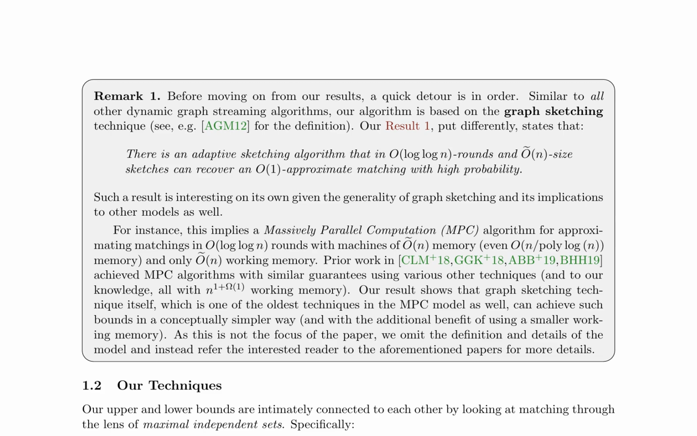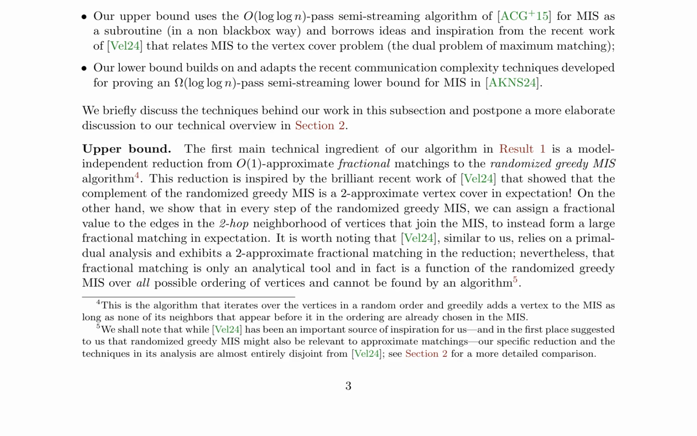The upper bound of the algorithm employs the log n pass semistreaming algorithm for maximal independent sets (MIS) as a subroutine, drawing inspiration from recent studies that link MIS to the vertex cover problem. Conversely, the lower bound builds upon and adapts recent communication complexity techniques developed to prove a log n pass semistreaming lower bound for MIS. Furthermore, the authors provide a model-independent reduction from approximate fractional matchings to the randomized greedy MIS algorithm, inspired by the work of Veld 24.